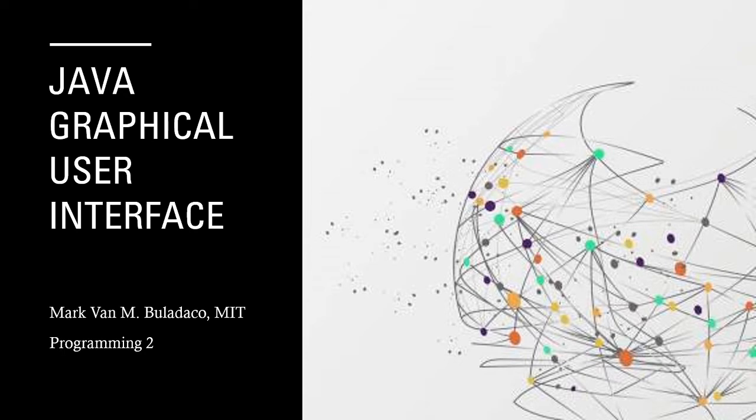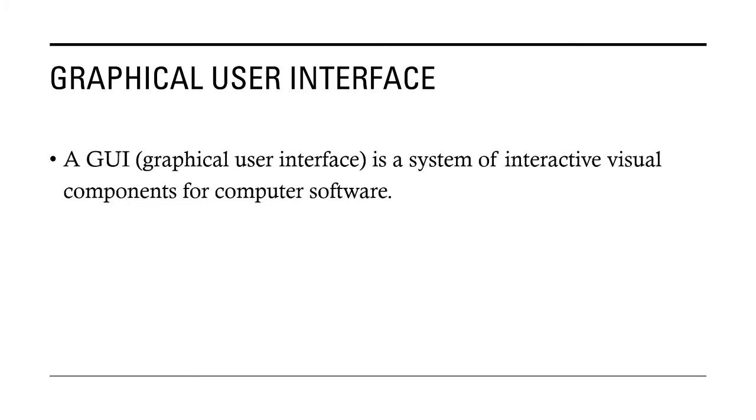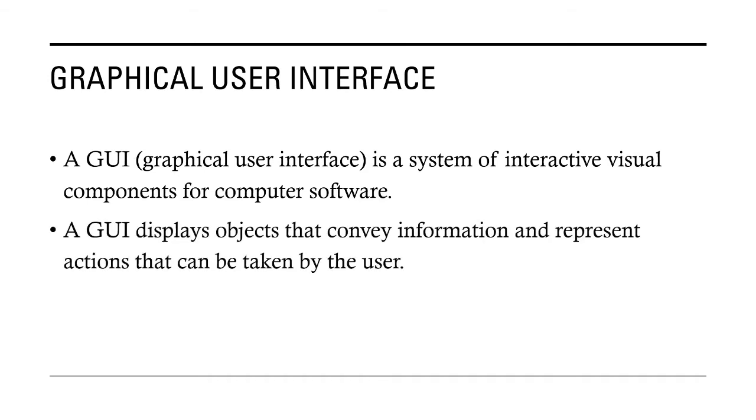So our next topic here will be about introduction to Java Graphical User Interface. By definition, Graphical User Interface or GUI is a system of interactive visual components of computer software. So these are the components or elements we can see in a computer software that is interactive with the users. GUI displays objects that basically convey information to the users.